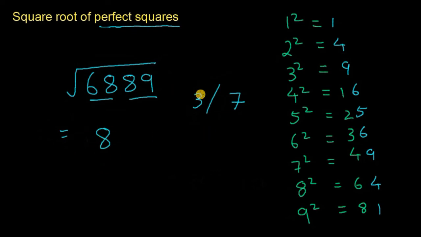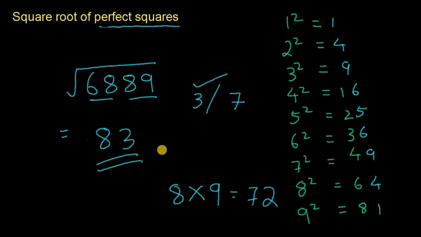Now to decide between 3 and 7, you multiply 8 by its increment. 8 9s are 72. So you have to compare 72 and 68. You see that 68 is smaller than 72, so you take the smaller number. 83 is our answer. Let us take another example.